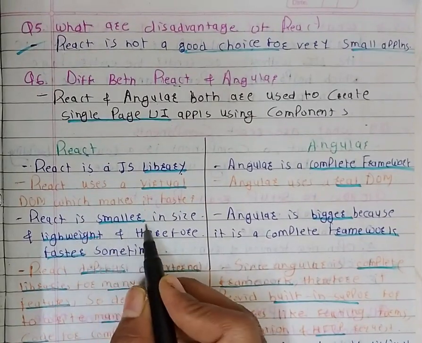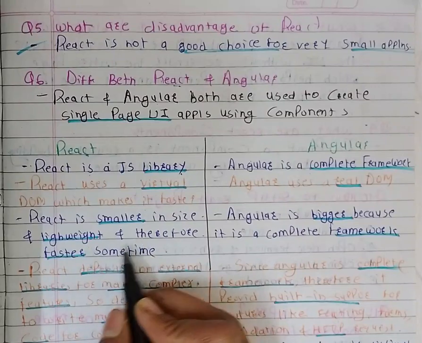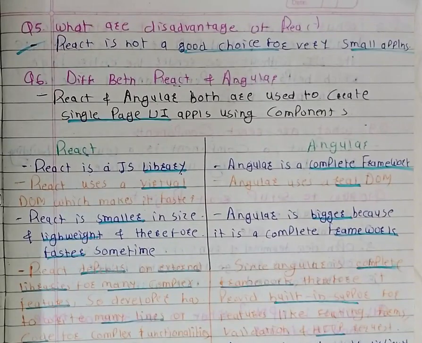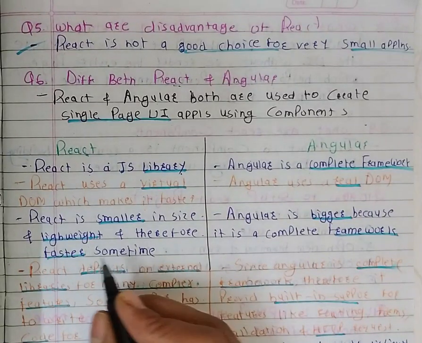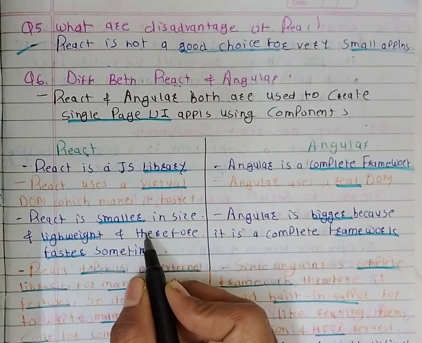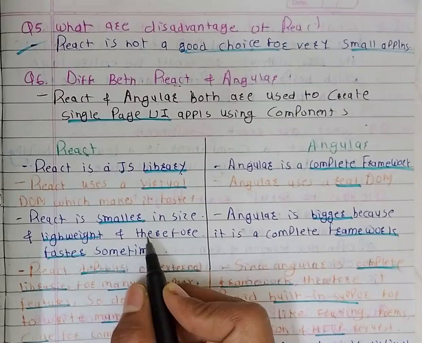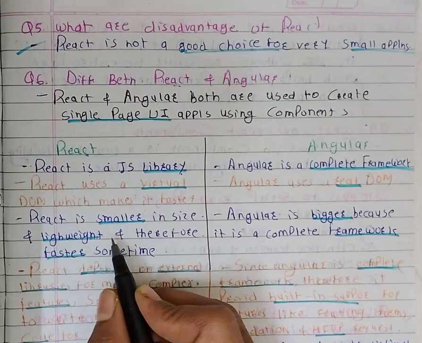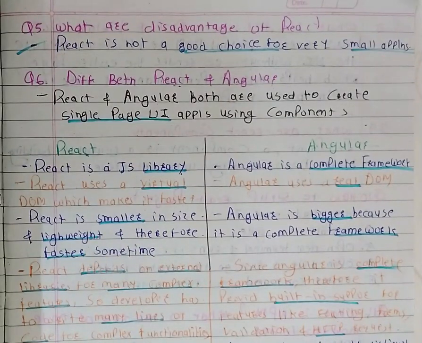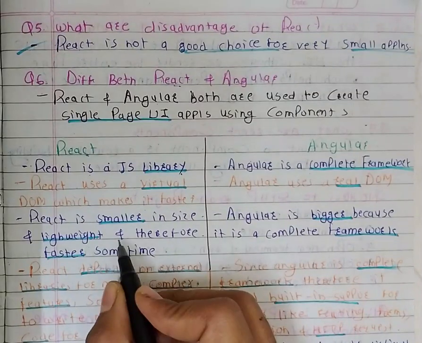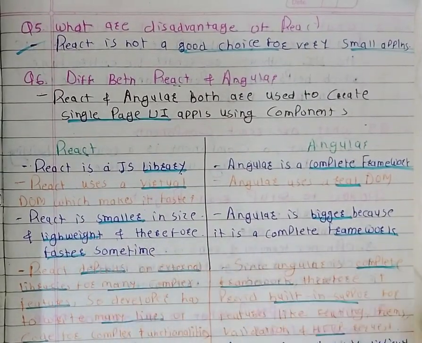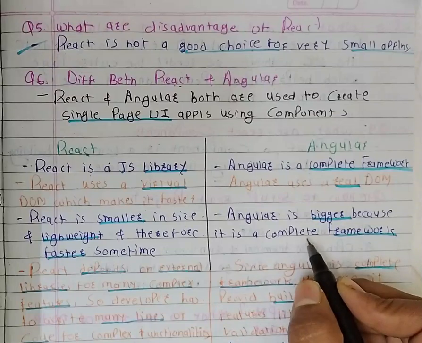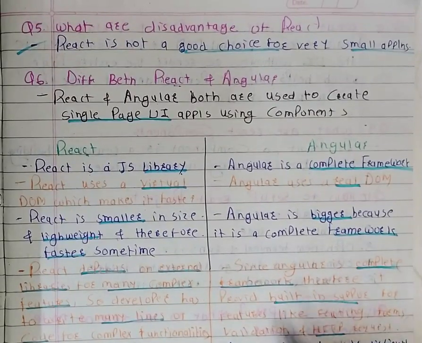Then React is smaller in size and lightweight and therefore faster sometimes. Basically, React is not a framework, it is just a library and it has only the required things. So React is smaller in size as compared to Angular and also lightweight, and therefore it is faster than Angular. Angular is bigger because it is a complete framework.